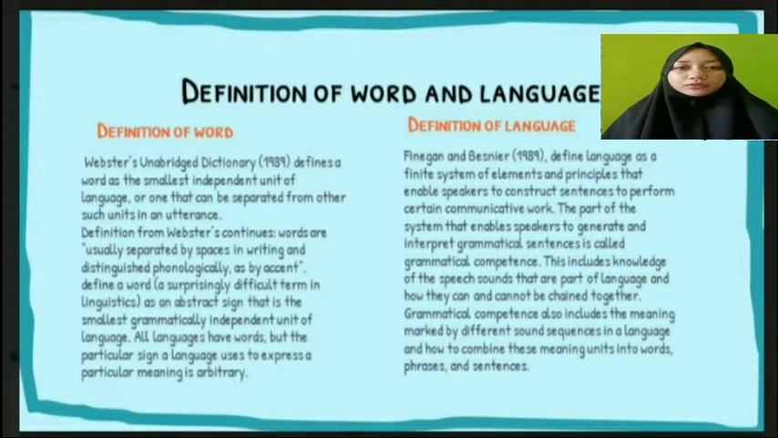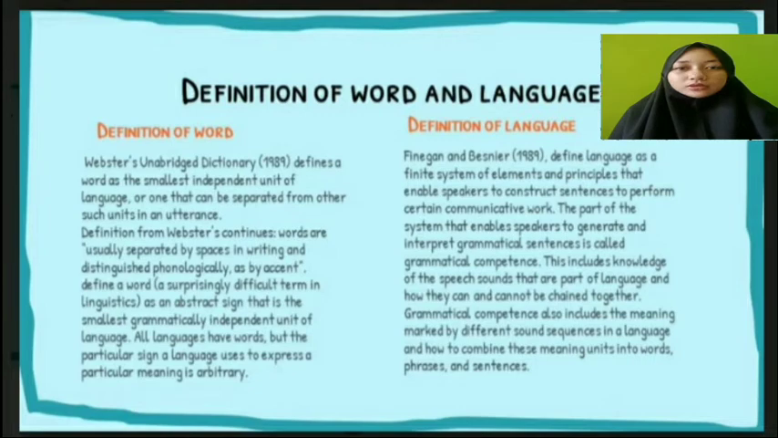Definition of word. Webster's Dictionary defines a word as the smallest independent unit of language, or one that can be separated from other such units in an utterance. Definition of word in terms of continuity: words are easily separated by space in writing and distinguished phonologically, as by accent.